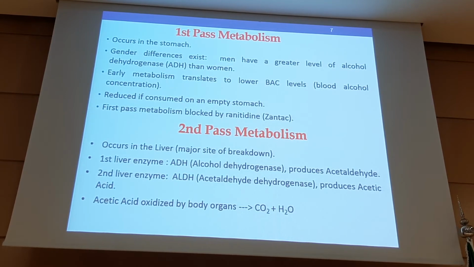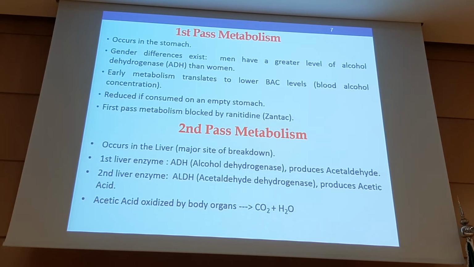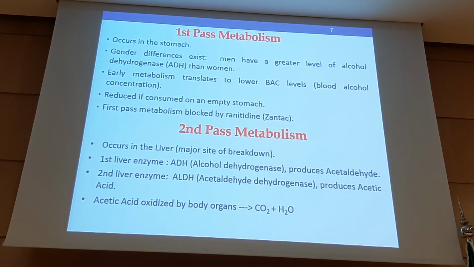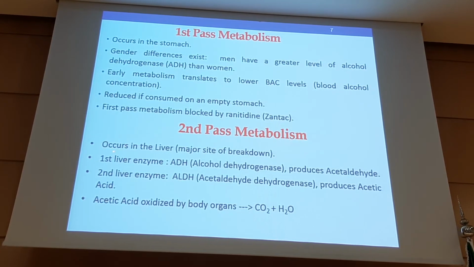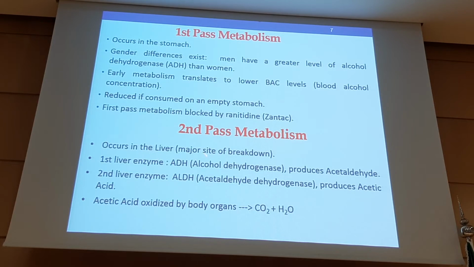So how does alcohol get metabolized? We have first pass metabolism and second pass metabolism. First pass metabolism is in the stomach. Second pass metabolism, which is the major site of breakdown, occurs in the liver. We said 90% in the liver, 10% in the stomach. And it involves two enzymes I'd like you to know: ADH, alcohol dehydrogenase, and ALDH, acetaldehyde dehydrogenase.